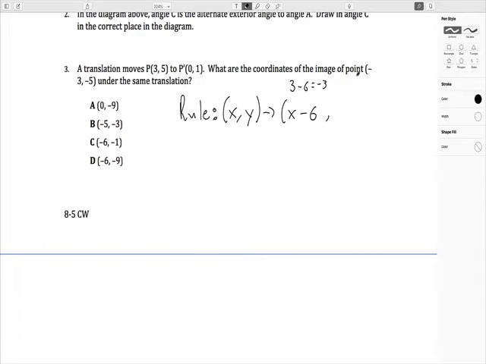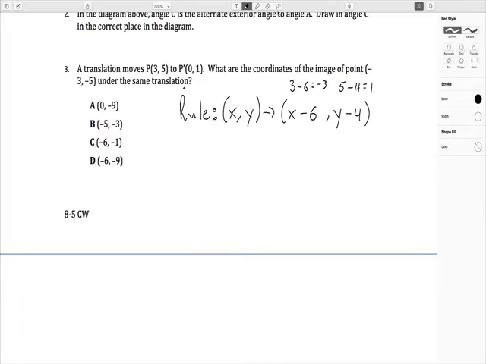3 minus 6 is -3. Okay, they went from 5 to 1. So what would I have to subtract from 5 to get to 1? Well, 5 minus 4 is 1. So this would be y minus 4. There's my new rule. And now let's, oh, I did this completely wrong.